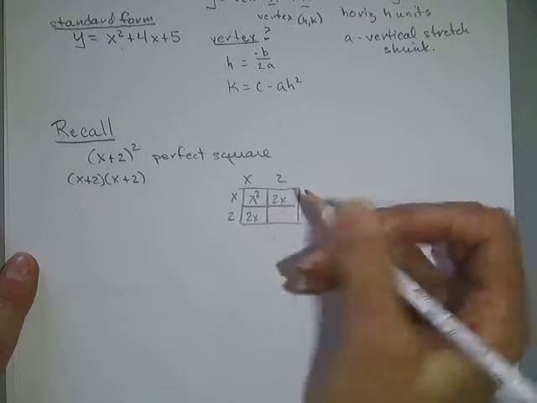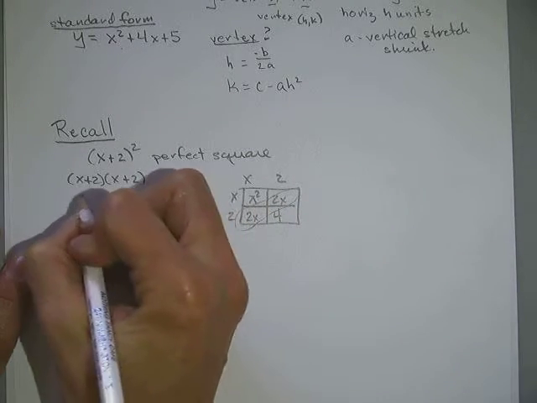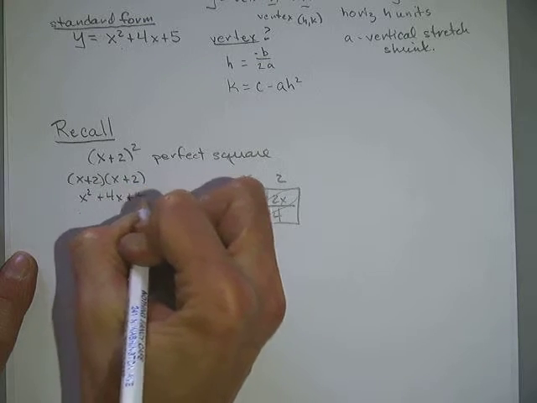Then that's x squared, 2x, 2x, and 4. If I add them all together, that's x squared plus 4x plus 4.